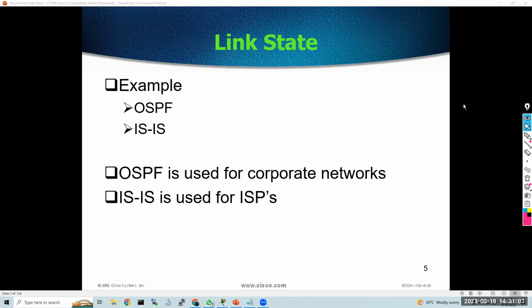Link state examples are OSPF and IS-IS, which stands for Intermediate System to Intermediate System. This is one of the protocols some companies are using, guys. OSPF is used by corporate networks. Remember, IS-IS is used especially by ISPs.